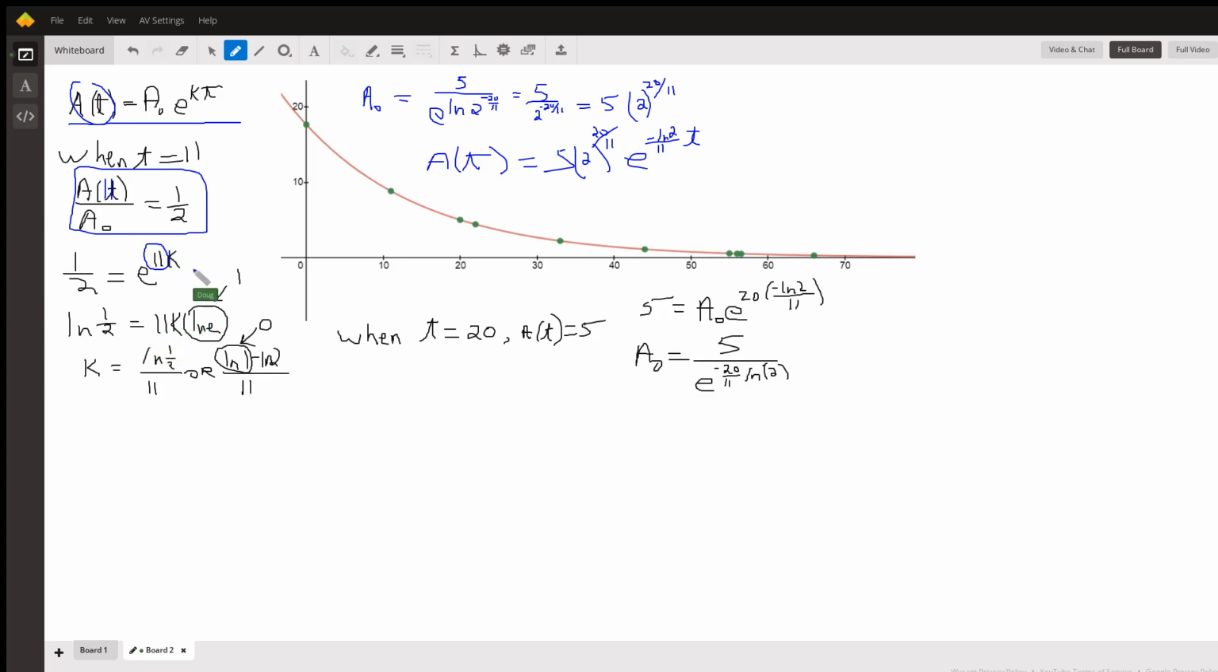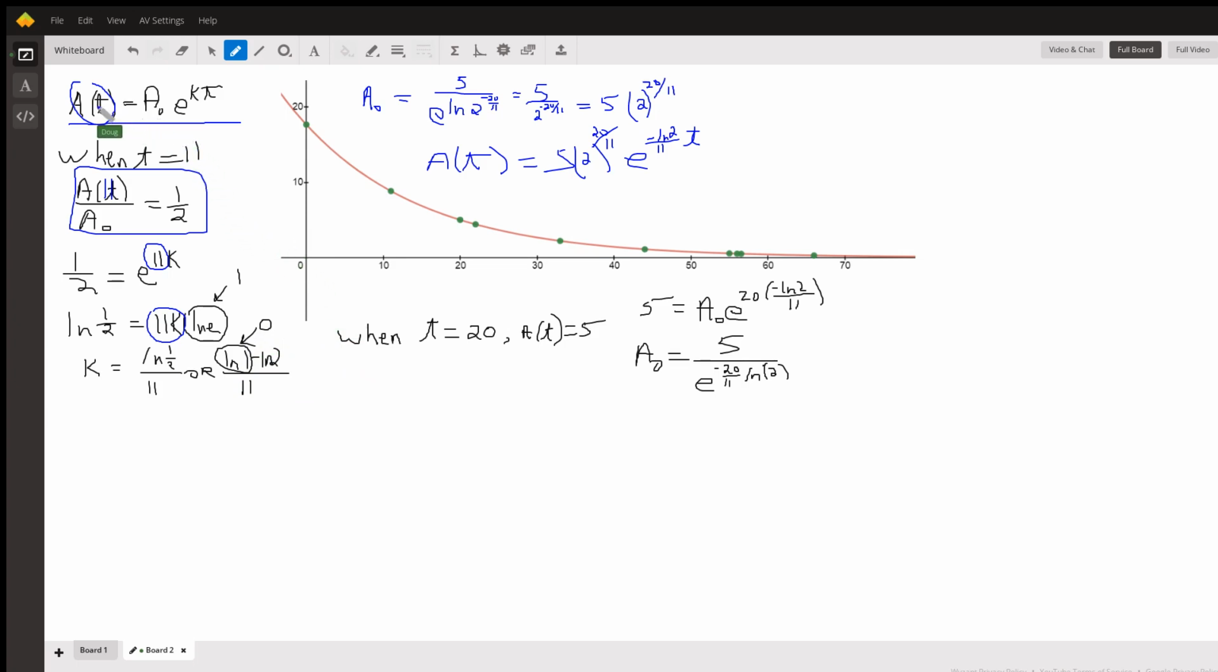We apply the property of logarithms that if I have the log of a power, I can move the exponent down front. And the natural log of e is 1. So this thing just becomes a 1. I've got 11k equals the log of 1/2. So k equals the log of 1/2 divided by 11. Or if you want to say the log of 1/2 is the log of 1 minus the natural log of 2, ln of 2 divided by 11, but the ln of 1 is 0. So that's how I got that value for k.